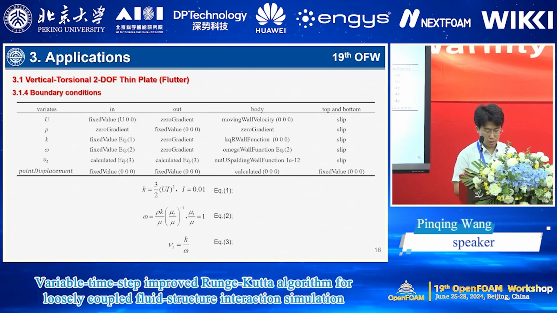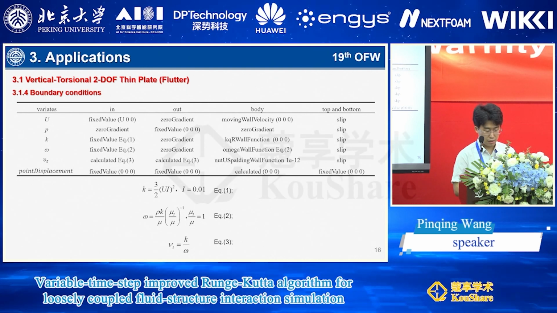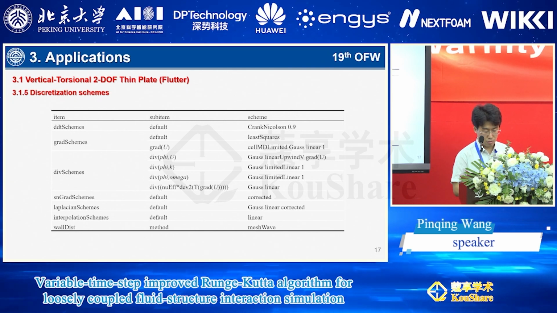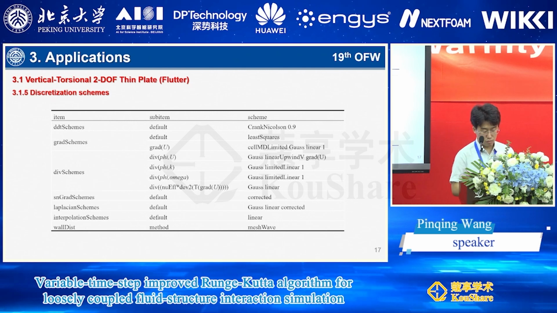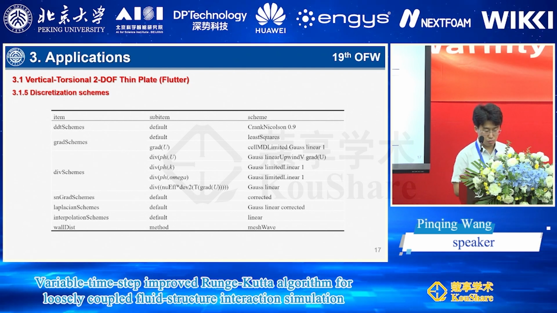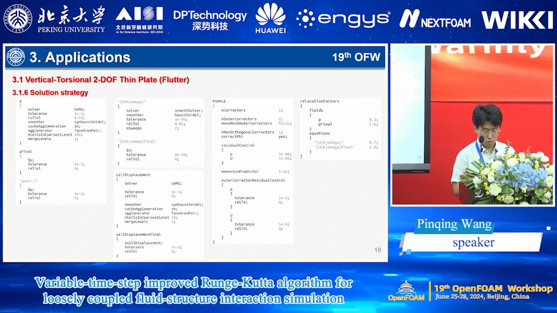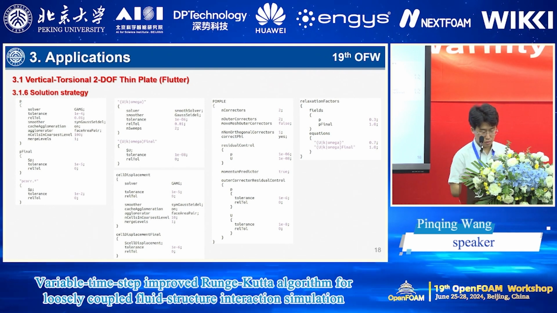The boundary conditions are also shown in this table, and wall functions are used. Discretization schemes are also shown in this table. The discretization accuracy is second order, and a limiter is used to ensure stability. I also put the solution strategy on here. 2 N correctors and 2 N outer correctors are used for the PIMPLE scheme.